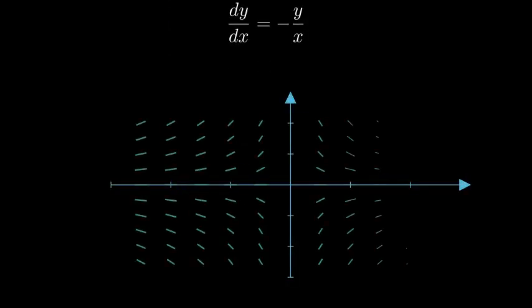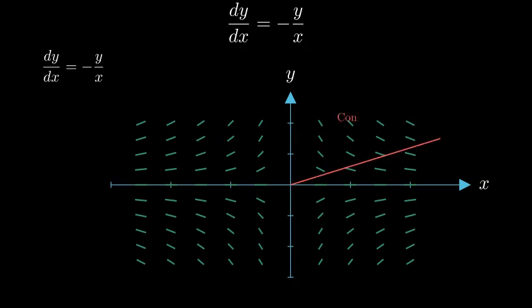Notice two important patterns. First, along any ray from the origin, where the ratio y/x is constant, all the ticks have the same slope. Second, if you move along a given line y = kx, then dy/dx = -k is constant. Looking at this direction field, we can visualize the solution curves.